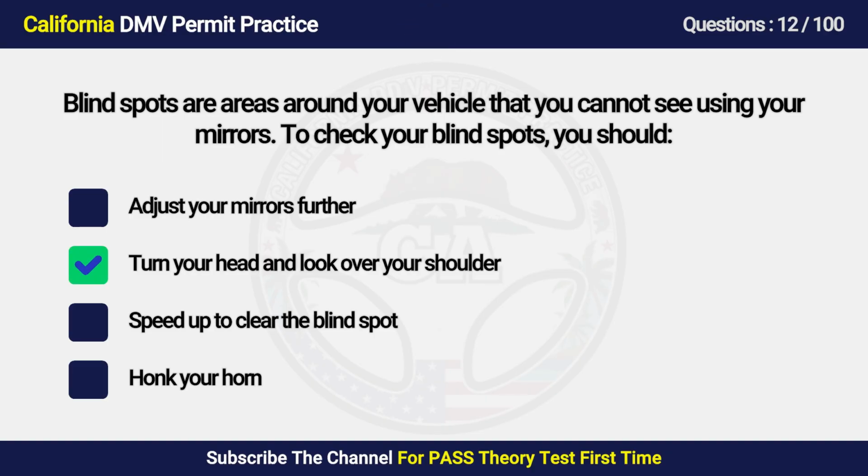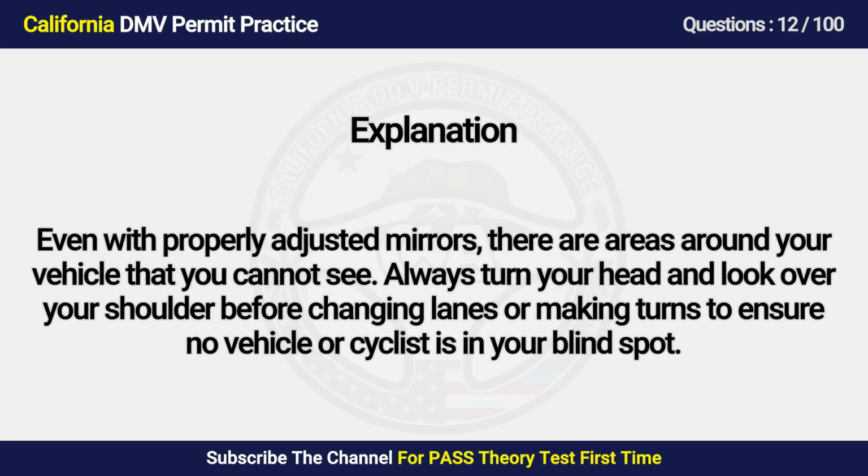Answer is B. Turn your head and look over your shoulder. Even with properly adjusted mirrors, there are areas around your vehicle that you cannot see. Always turn your head and look over your shoulder before changing lanes or making turns to ensure no vehicle or cyclist is in your blind spot.